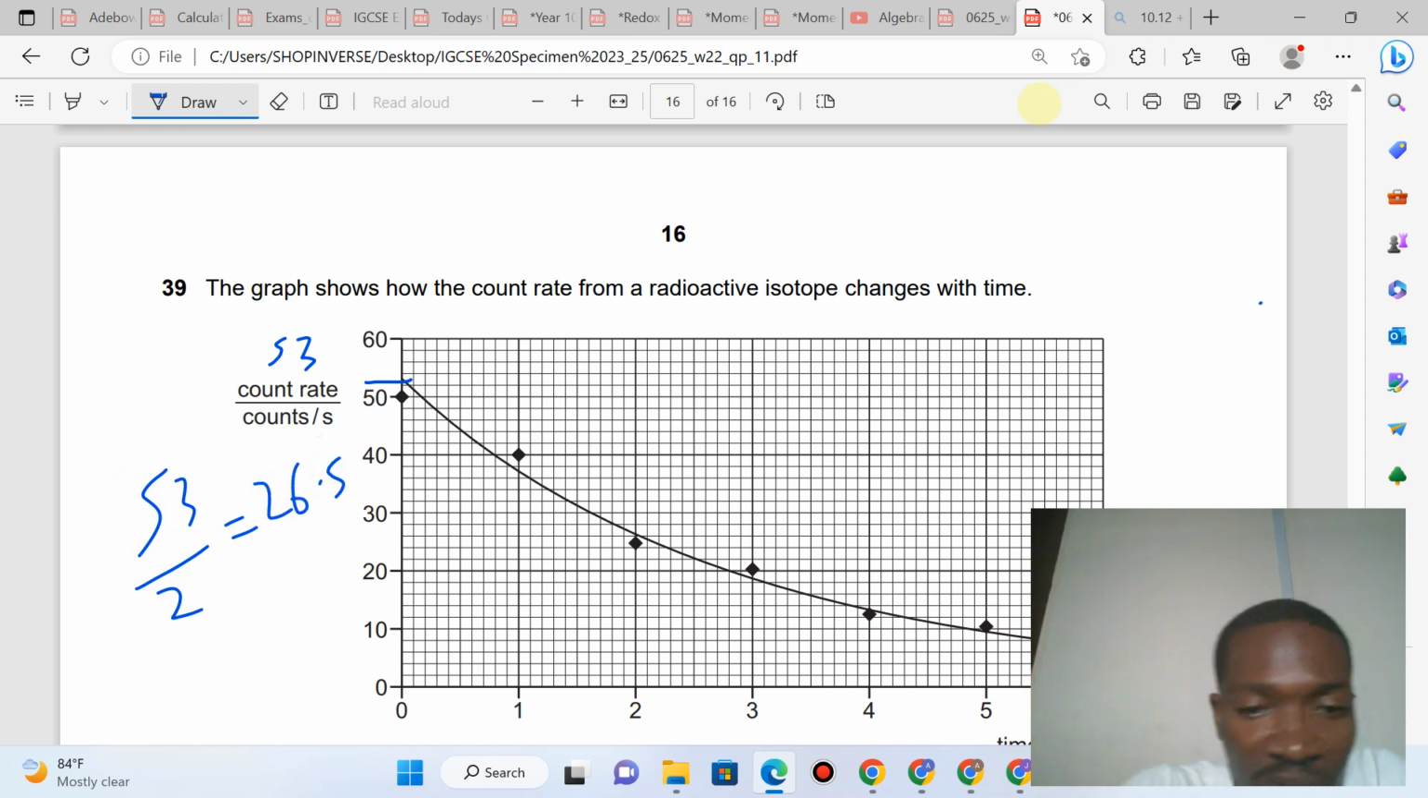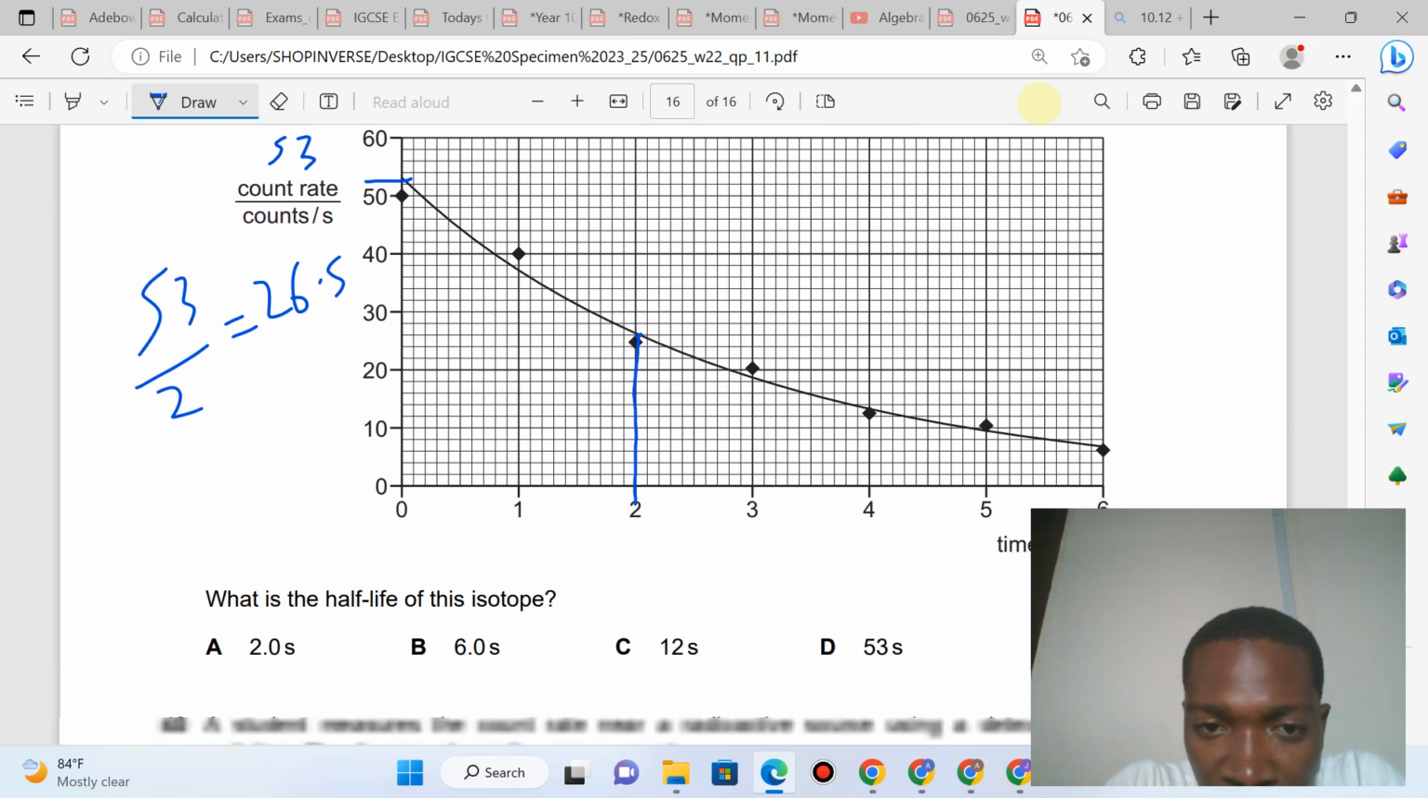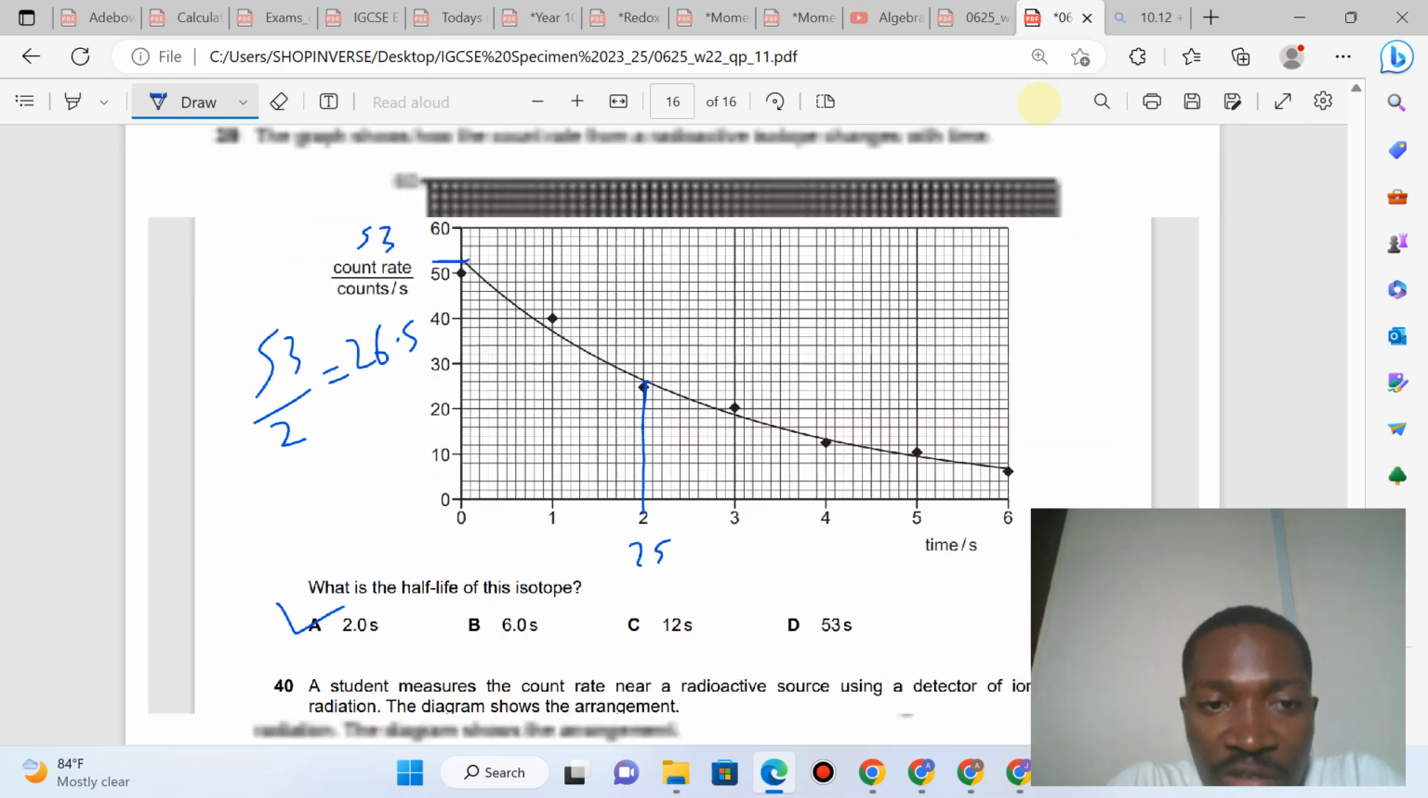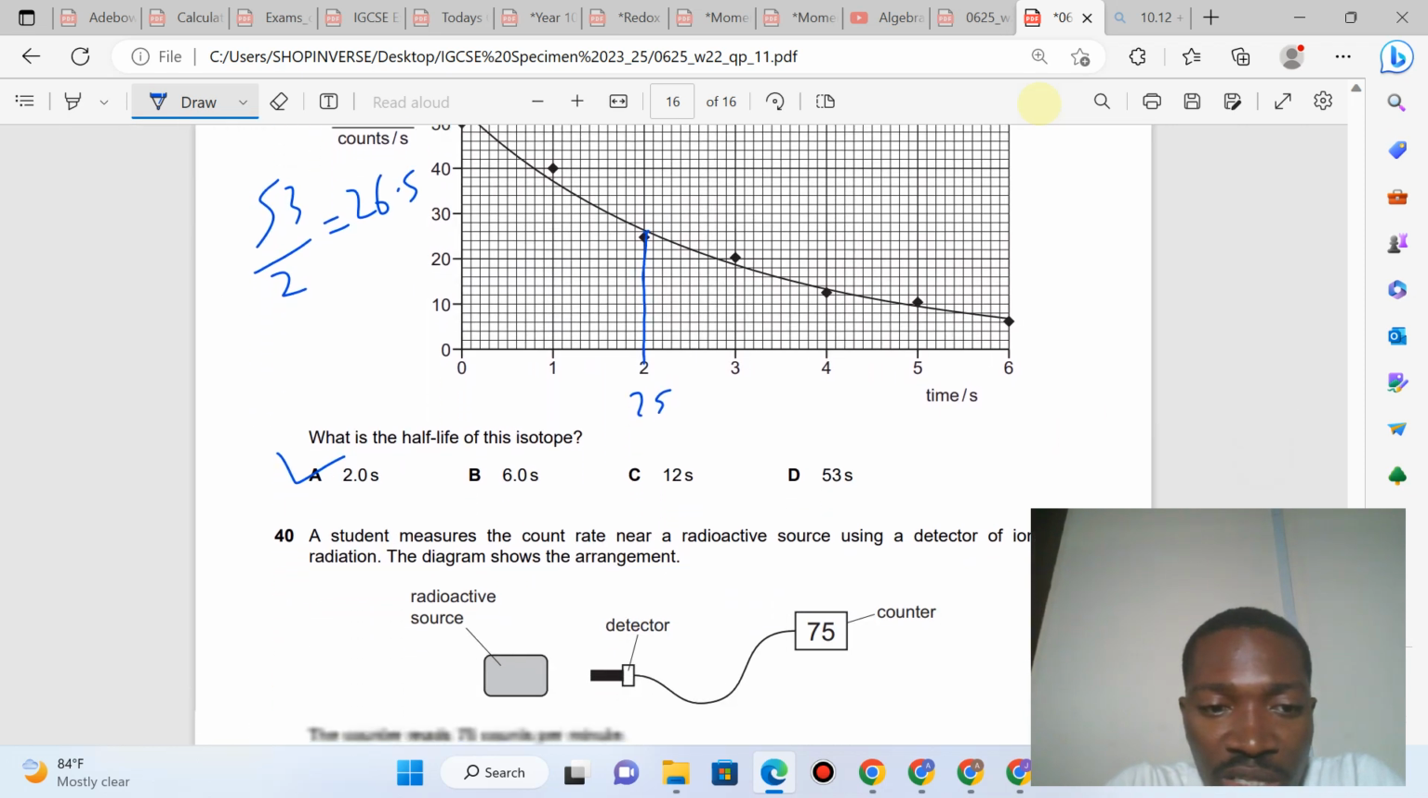So how long does it take to get to 26.5? It has even been pointed out here. This should be your 26.5. So that is time in seconds. That's 2 seconds. Option A is the correct answer. It takes 2 seconds for half of this material to disintegrate.